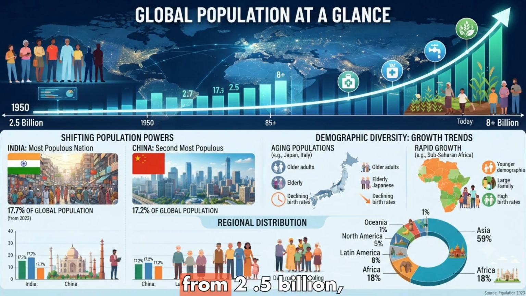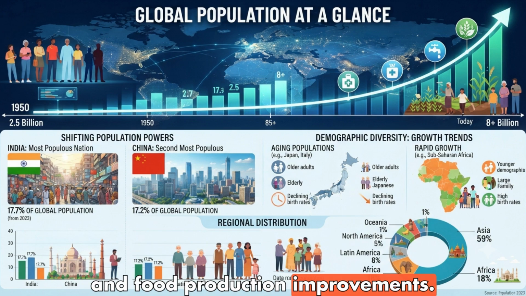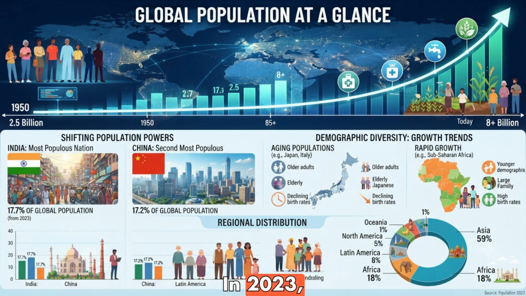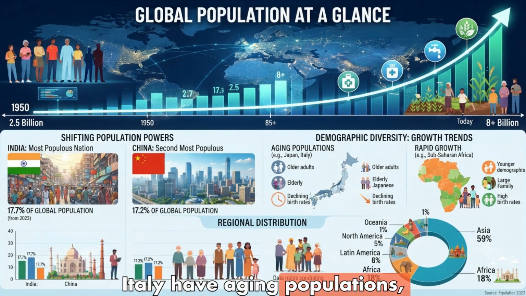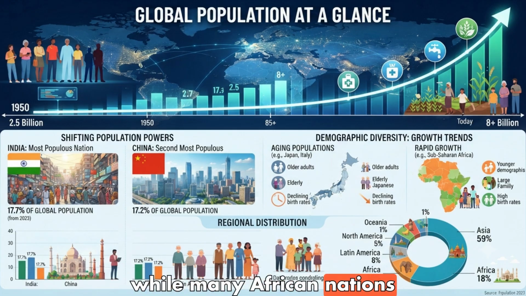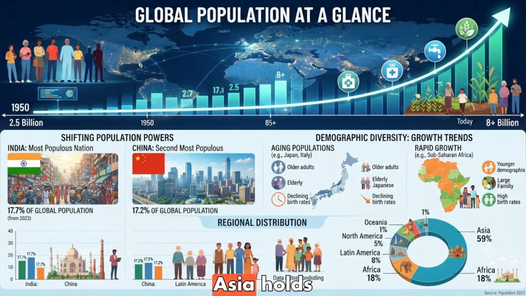World population grew from 2.5 billion in 1950 to over 8 billion today, mainly due to improvements in healthcare, sanitation, and food production. In 2023, India overtook China as the world's most populous country, with about 17% of the global population. Growth varies globally. Japan and Italy have aging populations, while many African nations grow rapidly. Asia holds the largest population share.